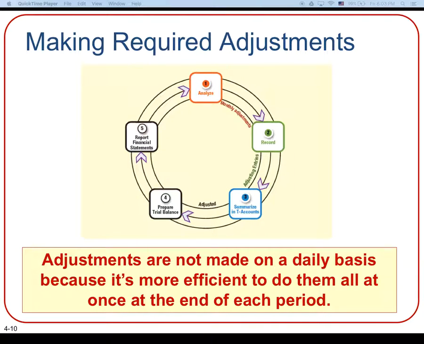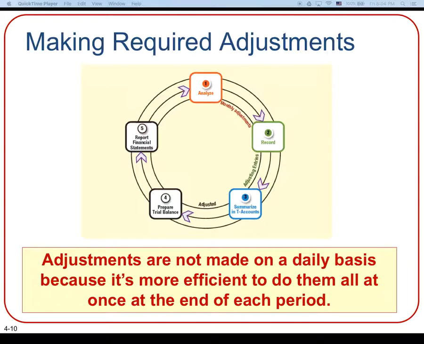Okay, making required adjustments. This is the cycle we used for our chapter 1 and chapter 2, right? We started out analyzing a transaction, right? Then record the transaction, right? Record the adjusting transaction. Then we do a summary and then prepare the trial balance. Then finally we have to report financial statements.